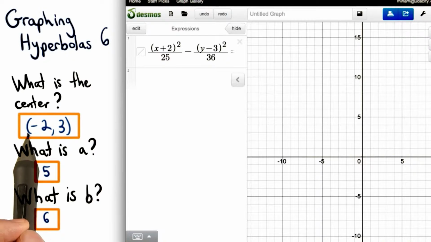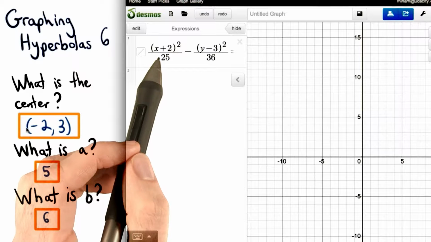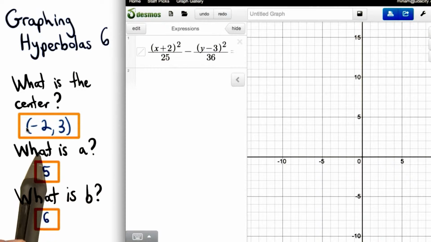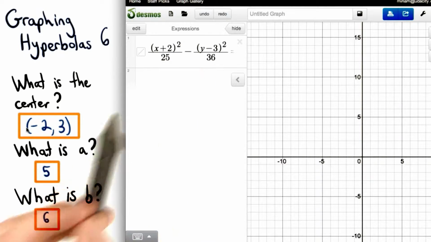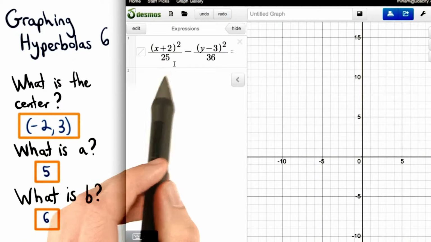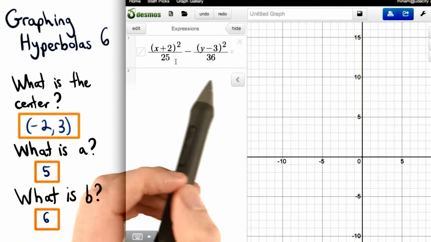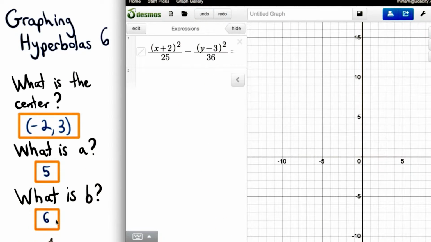The center is at (-2, 3), since we take the opposite signs in the parentheses. The opposite of +2 is -2, and the opposite of -3 is +3. This is our h and our k. The value of a is the square root of 25, which equals 5, and the value of b is the square root of 36, which equals 6.